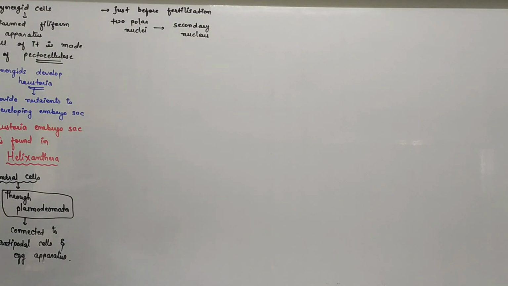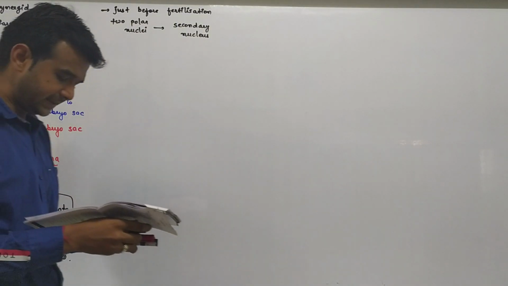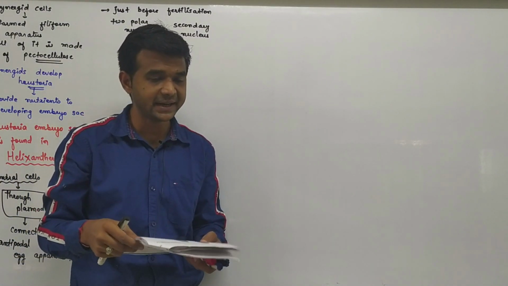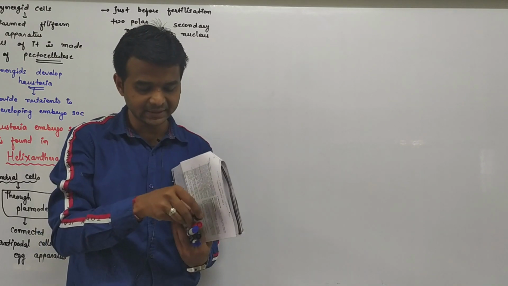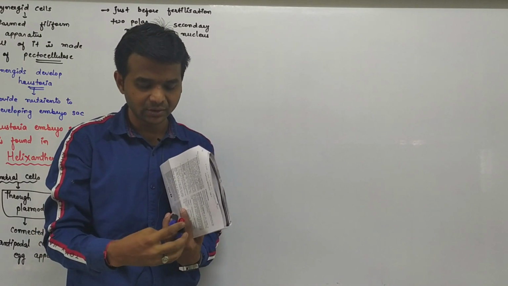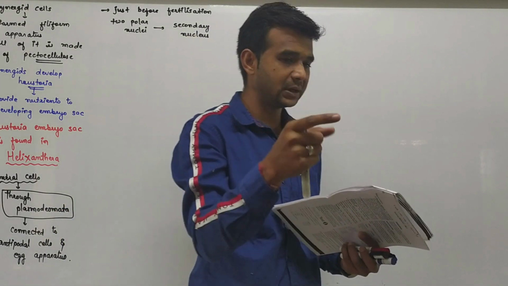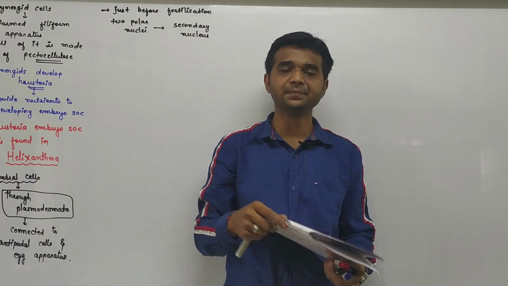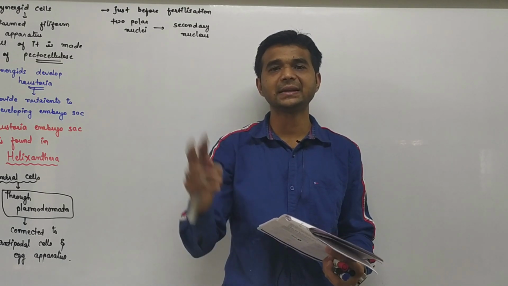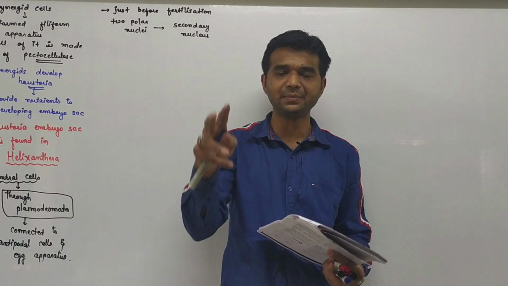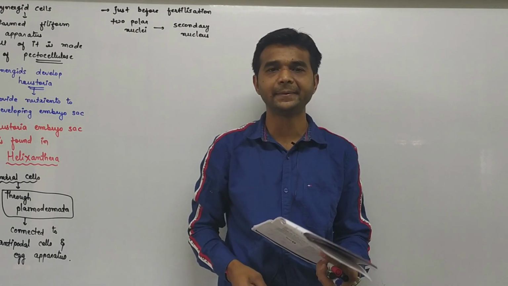Fine. Antipodal cells are generally degenerated after double fertilization. Just before double fertilization, the two synergid cells are degenerated. After double fertilization, the three antipodal cells are also degenerated.